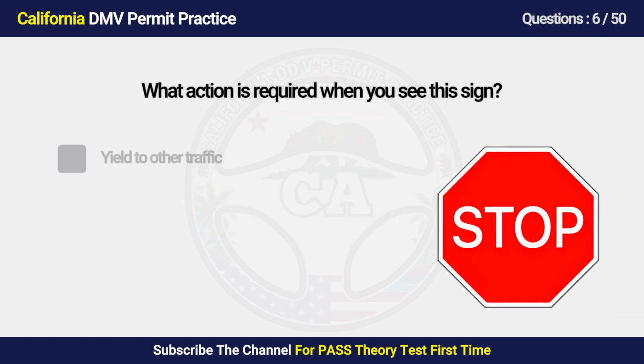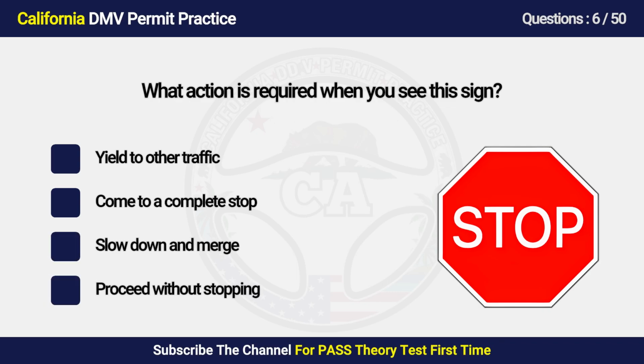Question 6. What action is required when you see this sign? A. Yield to other traffic. B. Come to a complete stop. C. Slow down and merge. D. Proceed without stopping.